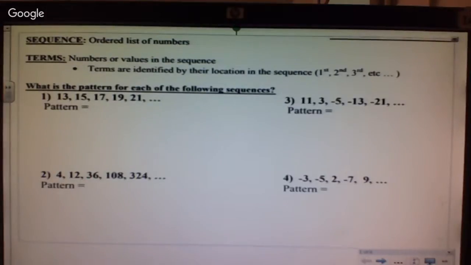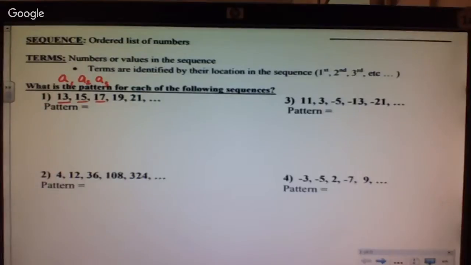So, in other words, if you take a look at example 1, 13 is your first term. 15 is your second term. 17 is your third term. So on and so forth. You will see this denoted as 13 would be like A sub 1. That's telling you you're looking at sequence A and it's the first term. So then 15 would be A sub 2, 17 would be A sub 3, so on and so forth. Okay?